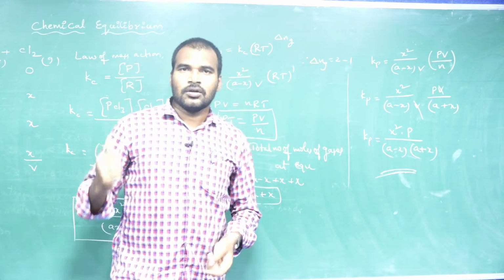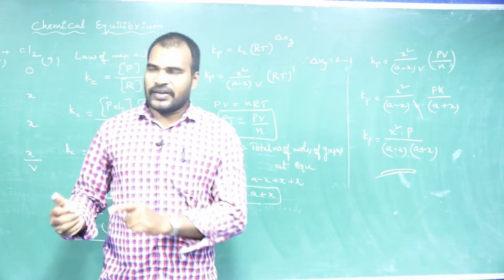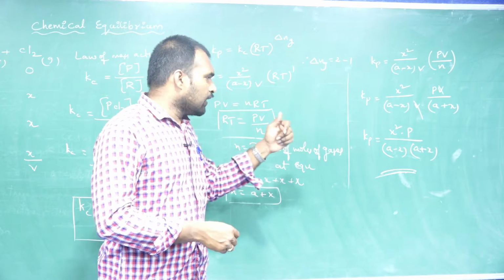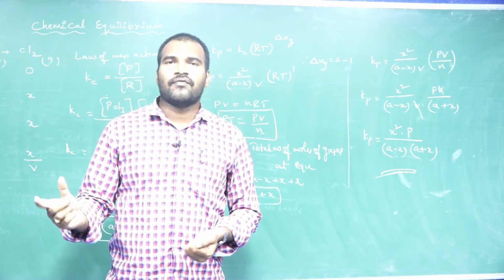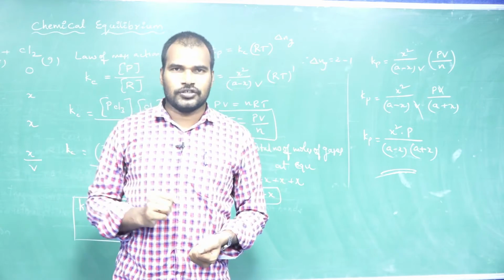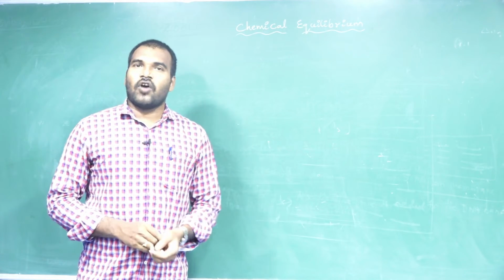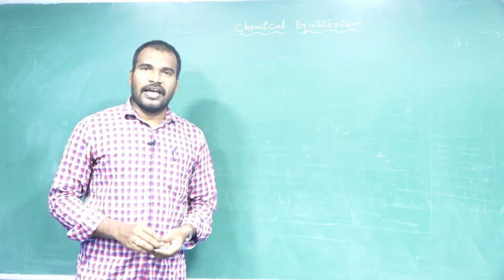By using this formula, we can calculate the Kp value of the dissociation of PCl5. So this is the dissociation of PCl5, with its Kc formula and Kp formula. Next we will discuss the formation of ammonia from nitrogen and hydrogen.